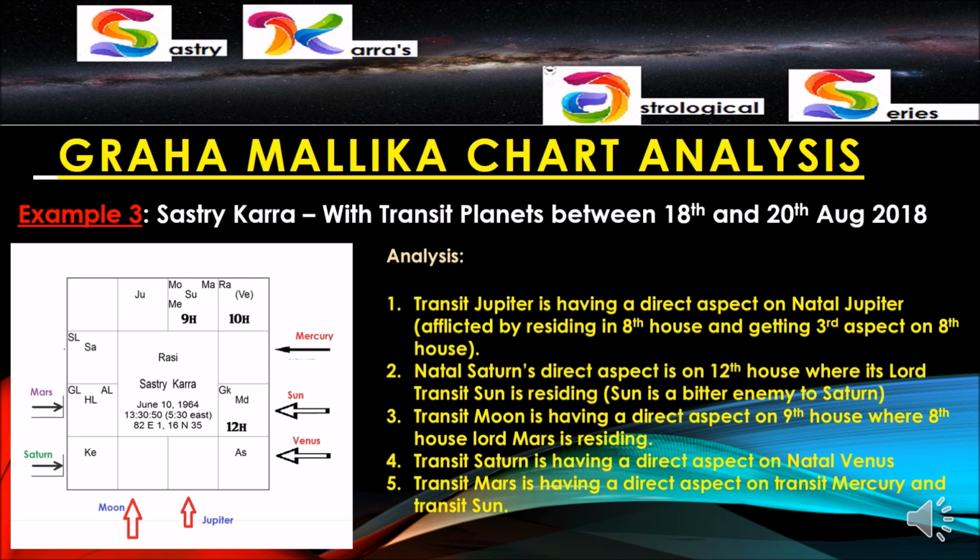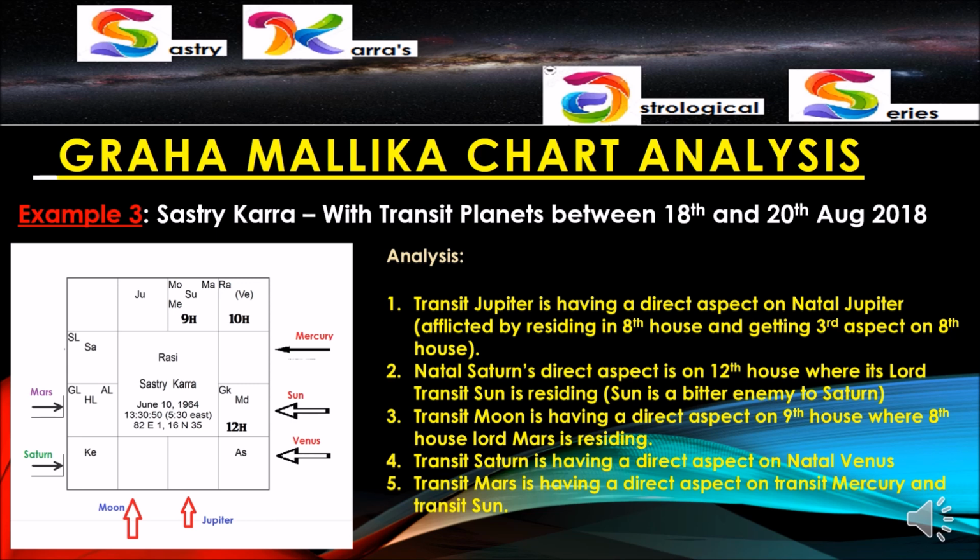Then comes transit Jupiter. For the past 1 year, transit Jupiter has already been in my 2nd house, having a direct aspect on the 8th house where natal Jupiter is residing. The 2nd house is Marakasthanamu, and the 8th house is Mrityusthanamu. Jupiter is the lord of the 7th house for me, and the 7th house is again Marakasthanamu. So something pertaining to all this was clearly visible and will be clearly visible because of my Ashtamashani period that is going on.